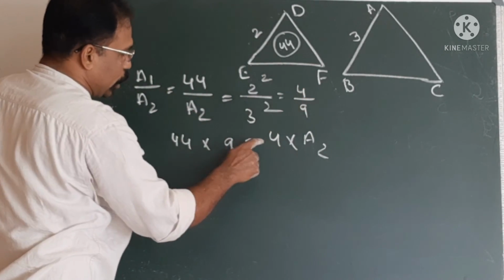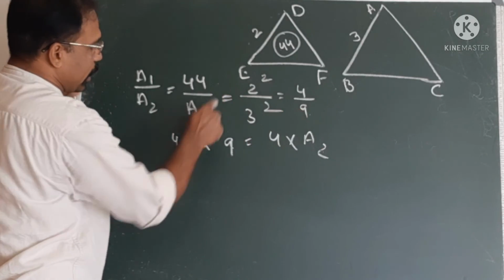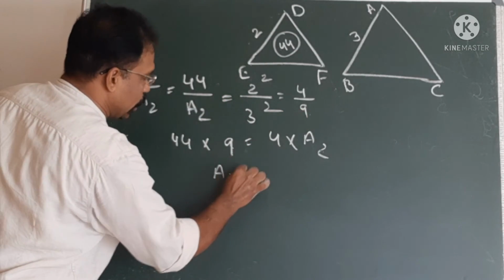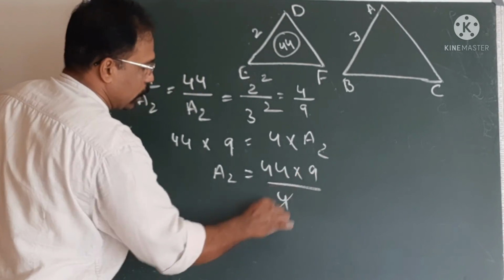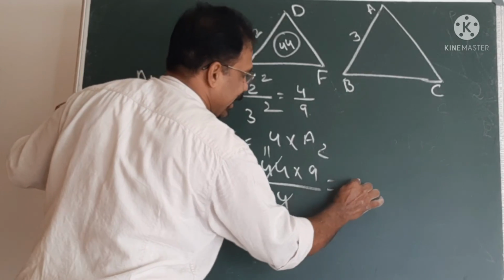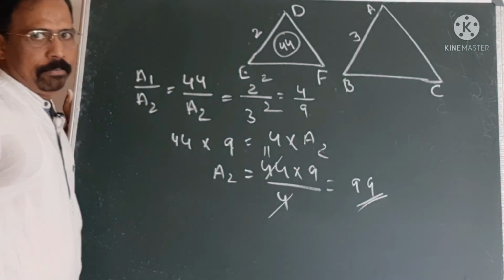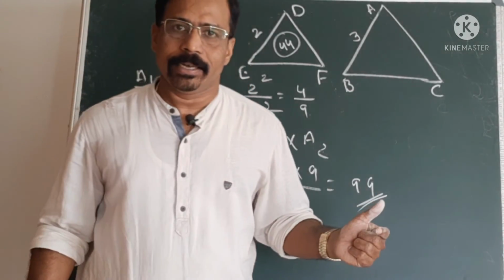So 4A2 is equal to 9 into 44. Therefore A2 is 44 into 9 divided by 4. So it is 11. 11 into 9 is 99. So the answer is 99.